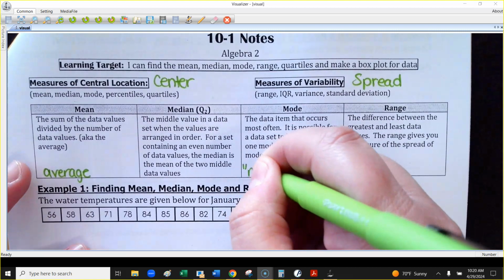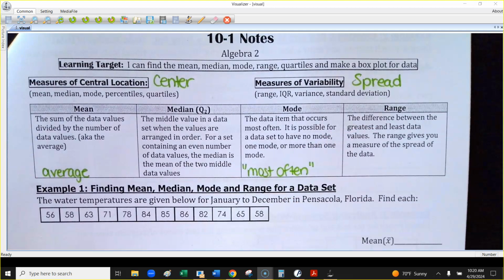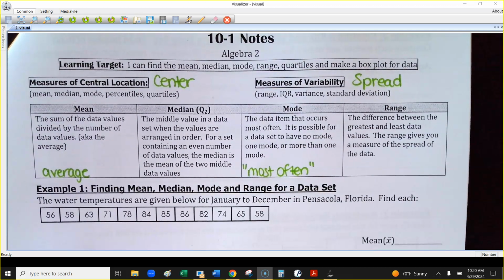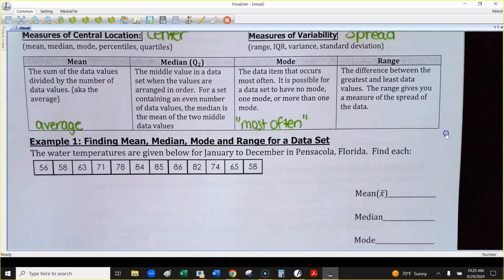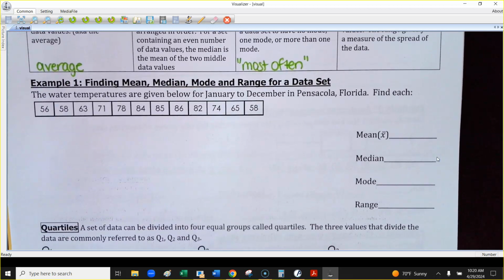The mode, I always taught this is the most often to help remember that, but basically if there's a data value that's repeated, the one that occurs the most number of times. And then the range. The range is, like I was saying a second ago, it's not like range on a graph. It is literally whatever the biggest data value is minus the smallest data value. That's the range of all the data that you have. So we're just going to calculate these for some data sets today.